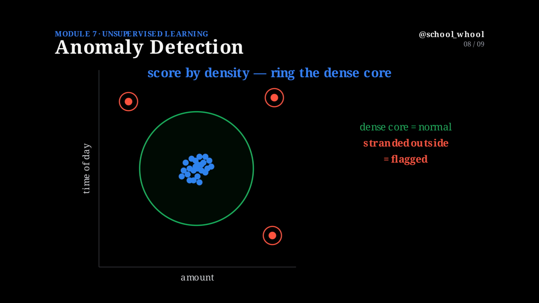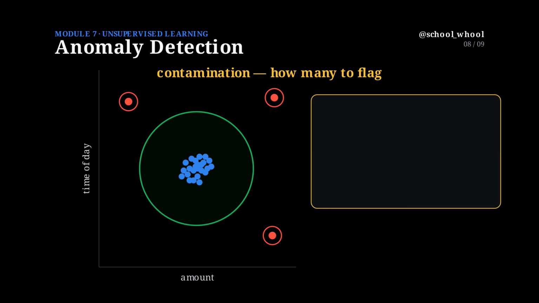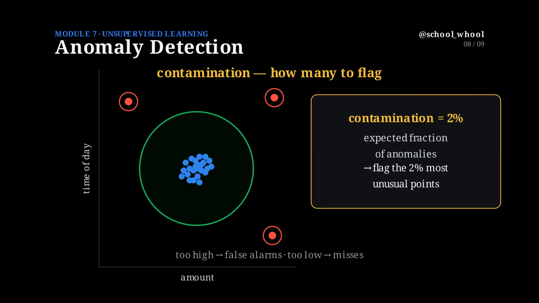But how many should we flag? We rarely know for sure, so we give the model a hint called the contamination, roughly what fraction of the data we expect to be anomalous. Say 2%. The model then draws the line so that about the 2% most unusual points fall outside it. Set it too high and you cry wolf. Too low and real problems slip through.